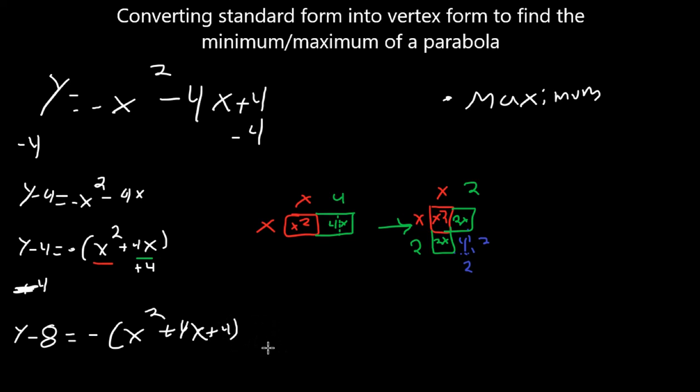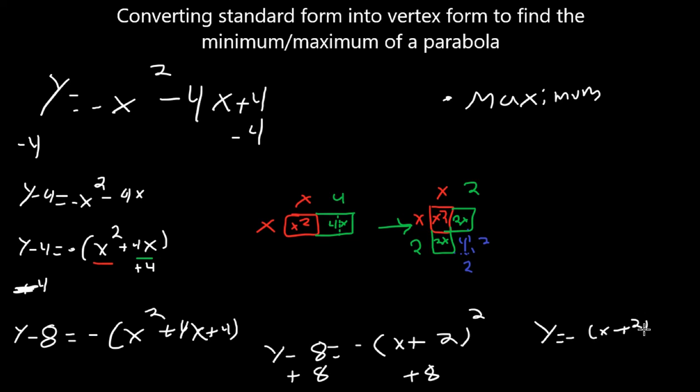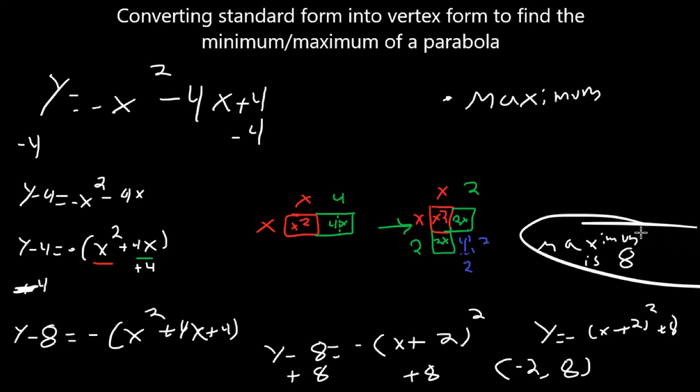Then I know that this is going to factor based on our area model. So we'll have y minus 8 is equal to negative x plus 2 squared. Then we're going to add 8 to both sides. We get y is equal to negative x plus 2 squared plus 8, which is in vertex form. So the vertex is negative 2, 8, which means our maximum is 8. That would be our final answer, and if I asked you for vertex form, that would be our final answer.